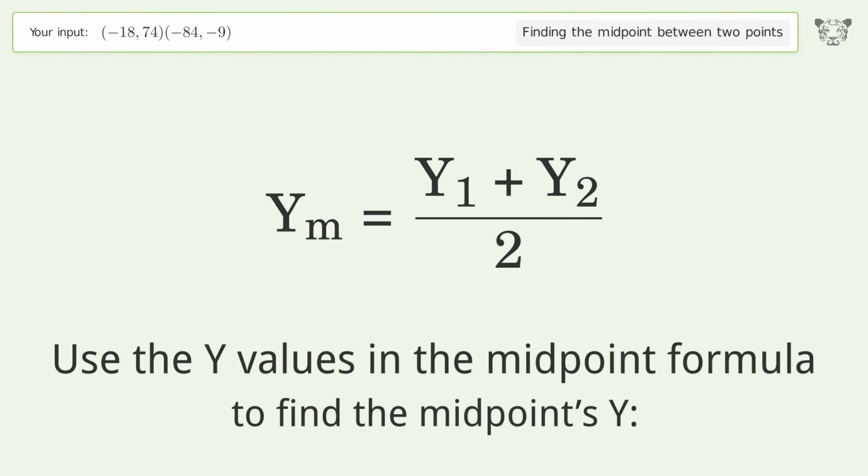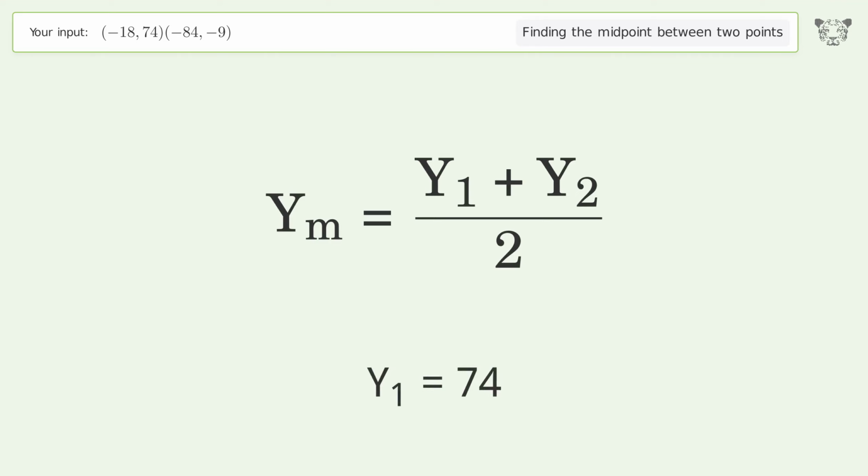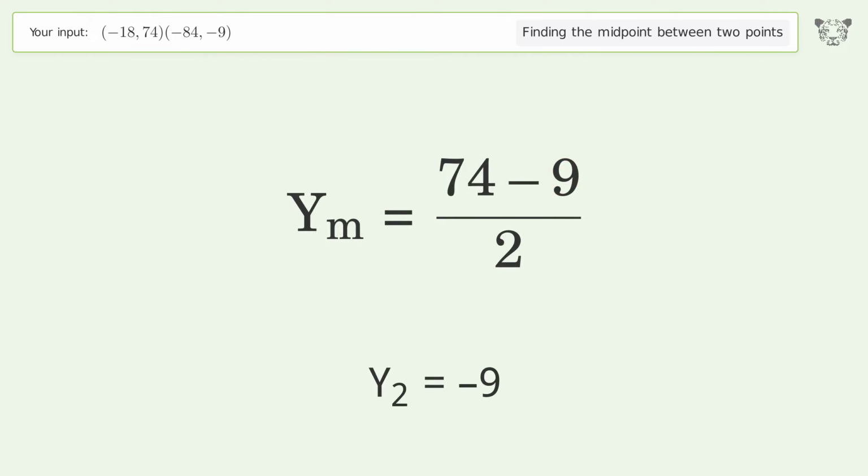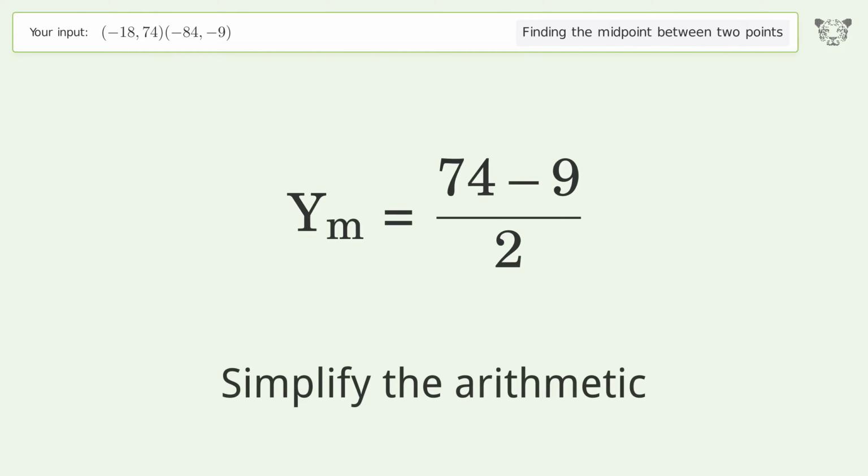Use the y values in the midpoint formula to find the midpoint's y. y1 equals 74. y2 equals negative 9. Simplify the arithmetic.